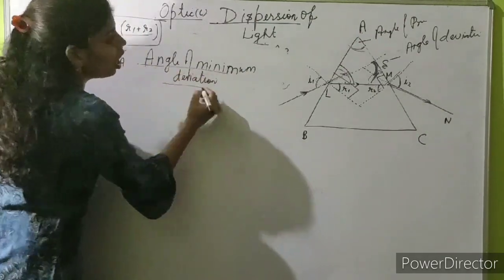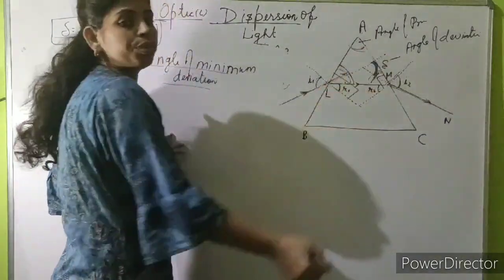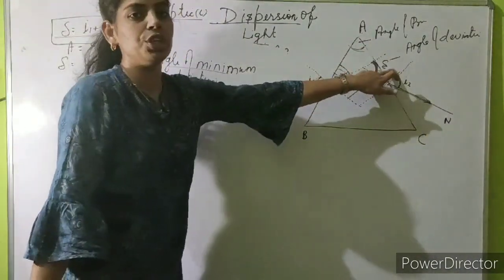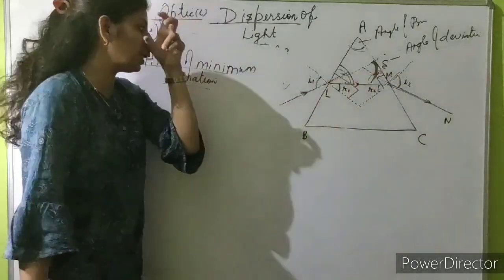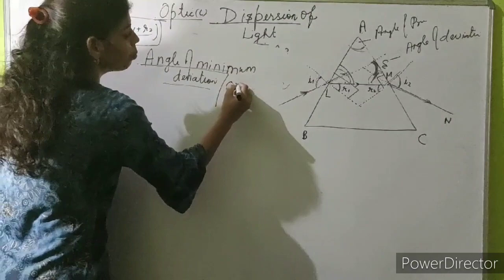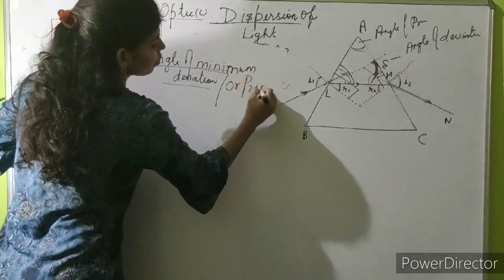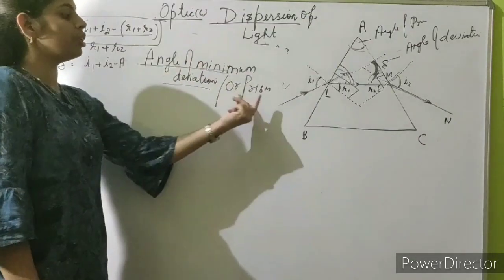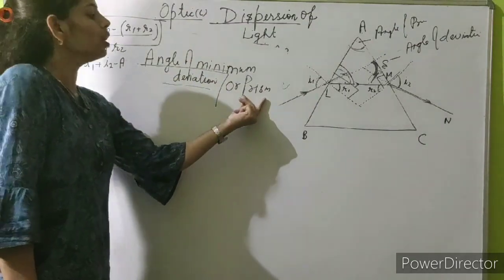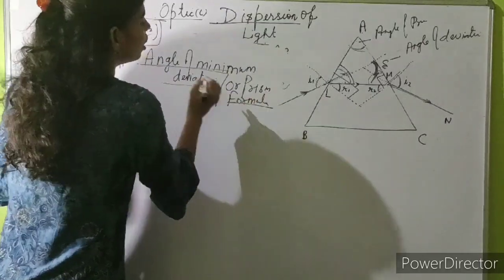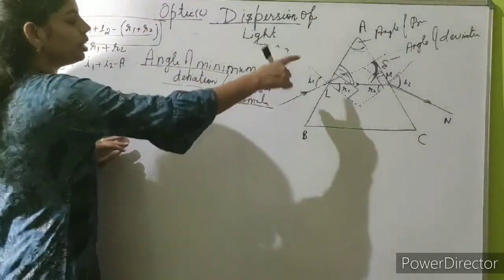That means how can this angle of deviation be minimum? Minimum angle of deviation के लिए we will derive the equation. Angle of minimum deviation or Prism formula. The result that will come out through this derivation would also be known as Prism formula. Now, angle of minimum deviation.